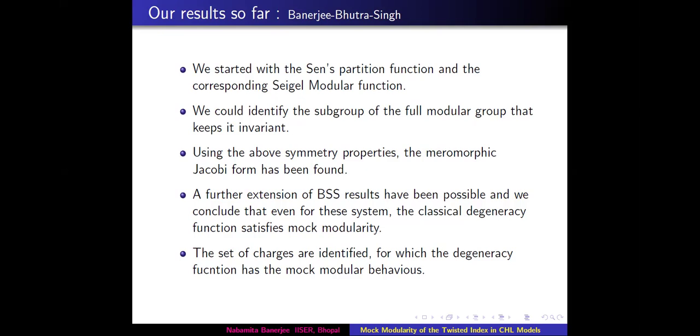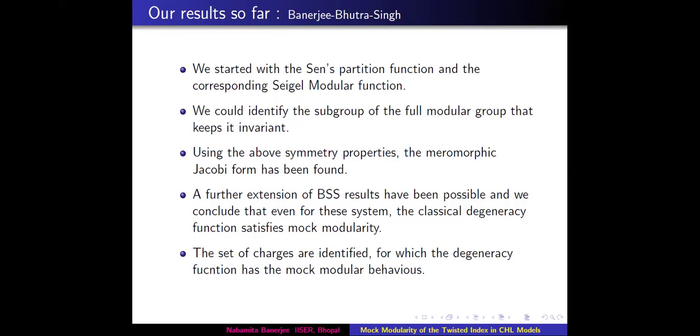It's not that we do not know which one is bigger. Just to continue: is mock modularity a generic behavior? It is a generic behavior for a whole class of charges, but not all charges.